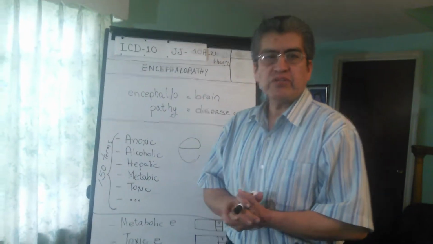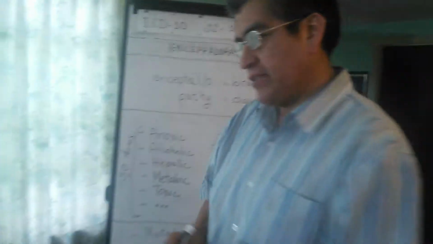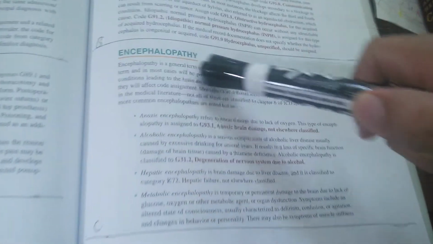Hello, good morning. We continue with chapter, let's see, what chapter are we on? Let me show you. We are in chapter 18, Diseases of the Nervous System and Sense Organs, and we are now going to cover the theory for encephalopathy.